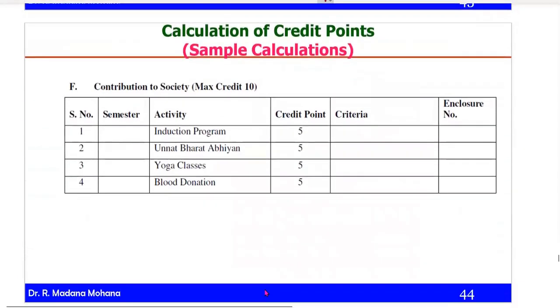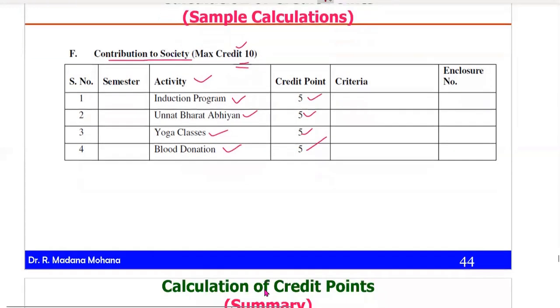Then the next parameter, contribution to the society, maximum weightage is 10. Semester wise activities, for example, induction program 5 credit points, Unnat Bharat Abhiyan 5 credit points, yoga classes, blood donation, 5 each. Like that, you have to calculate semester wise whatever the activities, maximum weightage is 10. Whatever the maximum score, that can be converted into 10-point scale. These are all sample calculations of the parameters involved in 360 degree feedback.